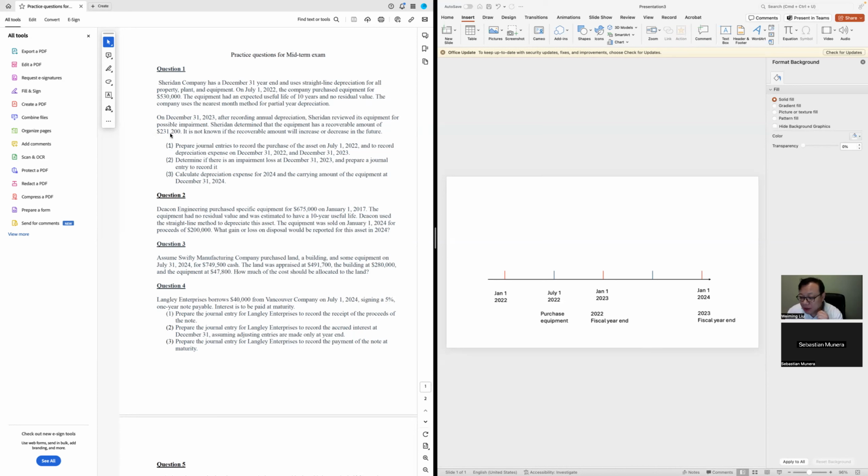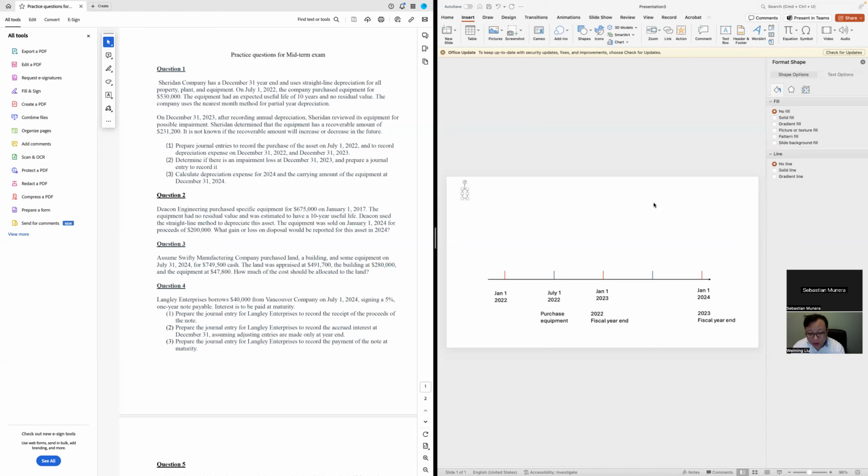So the first question is to prepare journal entries to record the purchase of the equipment on July 1st. So July 1st, 2022. What's my journal entry? I purchased the equipment with cash. So Sebastian, what do you think? What should I debit? What should I credit? What account balance has increased? What account balance has decreased?